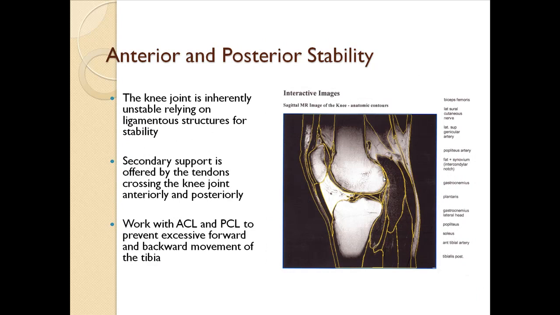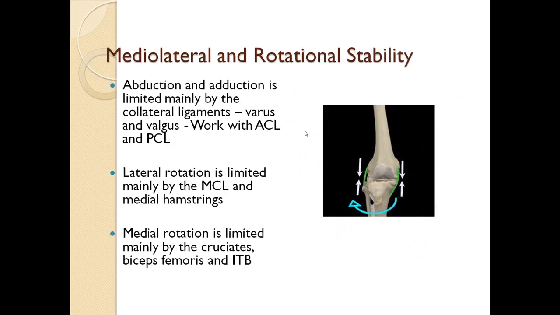The knee joint is inherently an unstable structure that relies on ligaments predominantly for its stability. This provides static stability, but dynamic stability is provided by the surrounding muscles. So the quadriceps anteriorly, hamstrings posteriorly, gastrocnemius, popliteus, the adductors medially. Mediolateral and torsional stability is predominantly offered by the inert structures, by the collateral ligaments and by the ACL and PCL.